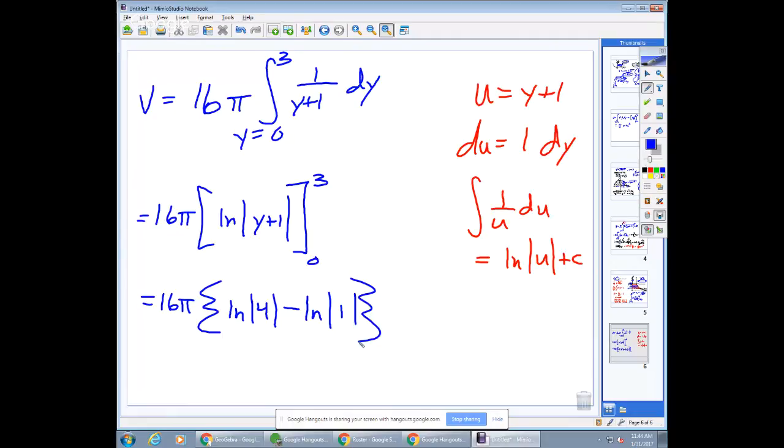I love the natural log of 1. There we go. Why? It's 0. It says e to what power is 1? 0. So this guy here is 0. 4 is positive, so I don't need the absolute value anymore. So it looks like the answer is 16 times pi times the natural log of 4.